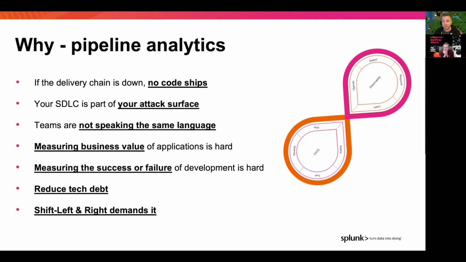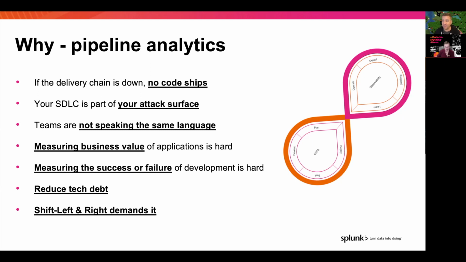Measuring business value of applications is hard. Wouldn't it be great to know that you launched a new feature and that feature increased your user adoption by X? Measuring success or failure of your delivery chain is hard. So you've implemented this new DevOps thing, you've started getting all the whiz-bang shiny stuff. Is it actually improving your application quality? And is the velocity hurting things or is it helping things?